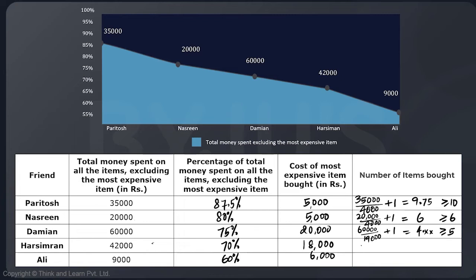For Har Simran, it's 42,000 spent divided by 17,000, and add 1. So 17 into 2 is 34, so 2 point something plus 1, this is 3 point something. So this is going to be at least 4 items. And for Ali, it's 9,000 for him, and that's divided by 5,000, so add 1 to it. 9,000 by 5,000 is 1 point something plus 1, this is 2 point something. Definitely it's going to be at least 3.